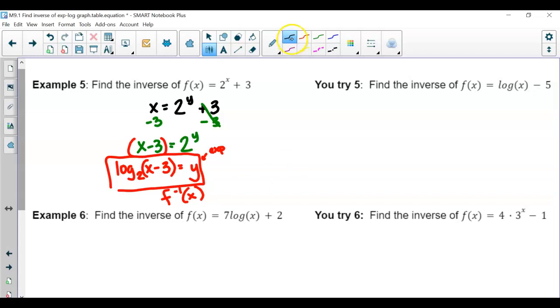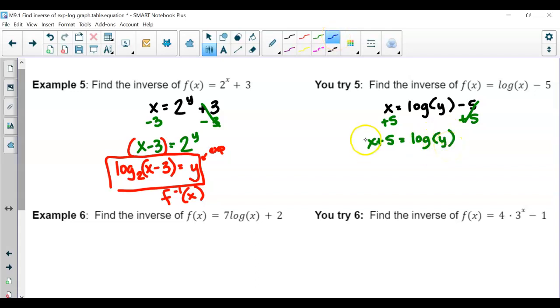And here we go. So again, switching the x and y. So x is equal to log of y minus 5. Now notice we're starting with a logarithm, and is it by itself? No, because see how now this minus 5 is outside of the parentheses, it's outside of our log. So we've got to get the log by itself and add 5 to both sides. x plus 5 is equal to log of y.